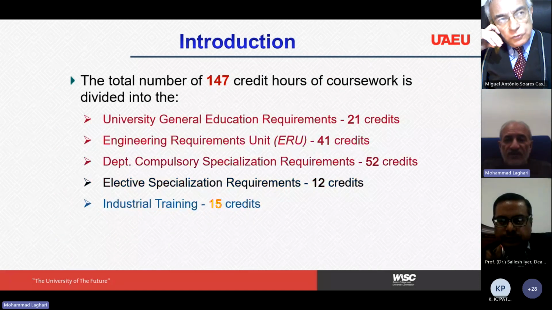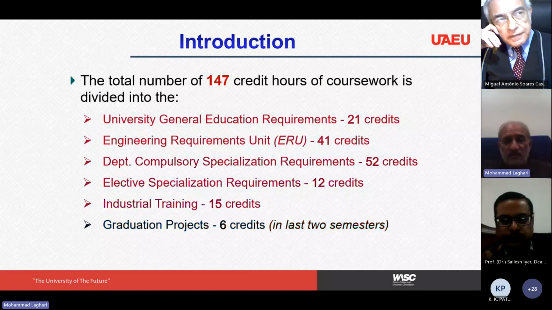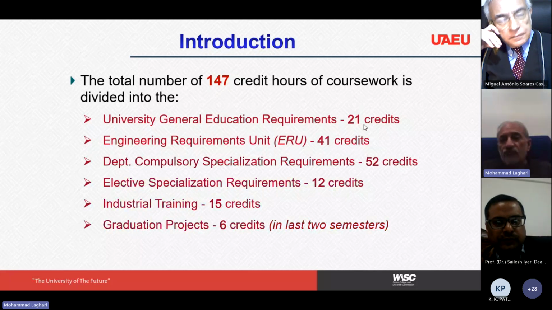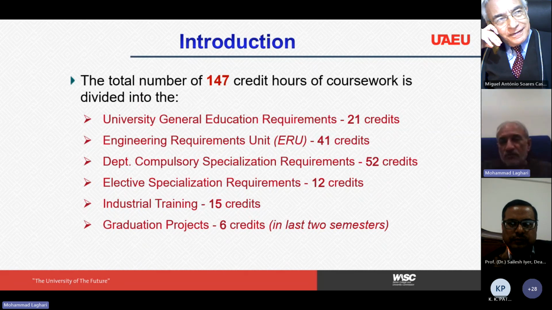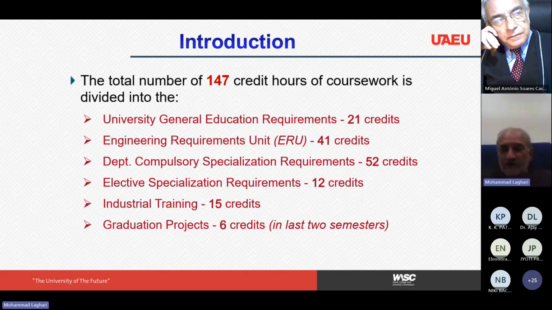Right, so 147 credits are distributed like this. University General Education is 21 credits. There are 7 courses there, including English and others. Then we have College of Engineering requirement courses, which are the base courses for all College of Engineering students, not a specific department. We have 5 departments here, and that is 41 credits. Then department compulsory specialization requirements, for electrical engineering, 52 credits. Elective specialization, there are 4 courses, so these are 12 credits.